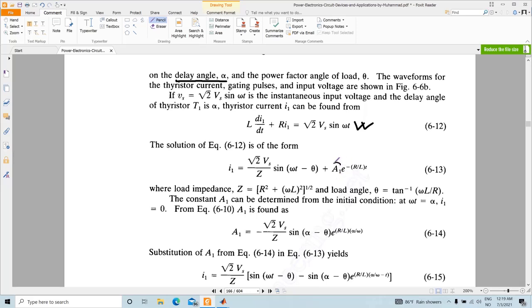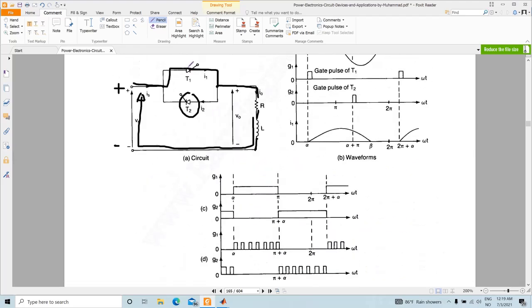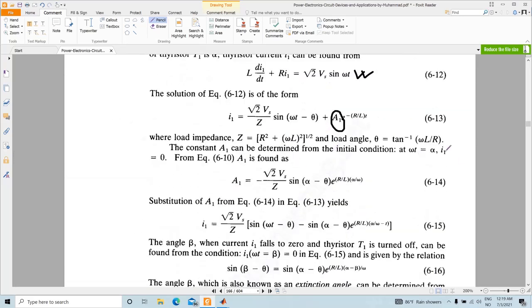But here A1 is unknown, and to find the value of A1 you need to know the initial condition, which can be determined at the moment alpha, when this thyristor T1 is being triggered. That means when T1 is triggered, you apply this KVL, and at that moment, just before that, there was no current flowing through here, so i was 0, so i1 was 0.